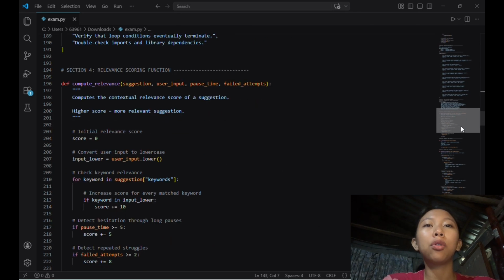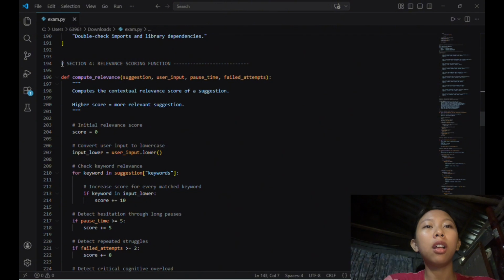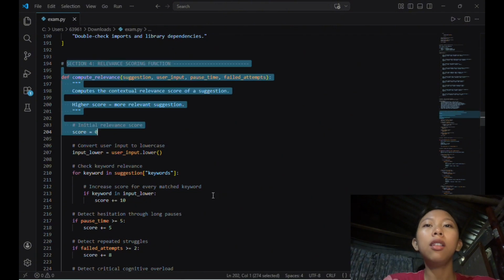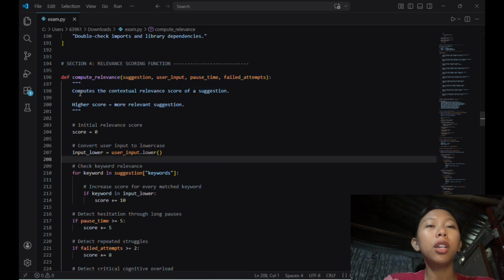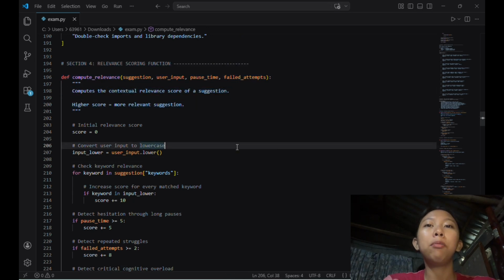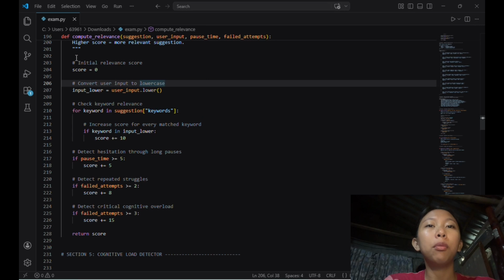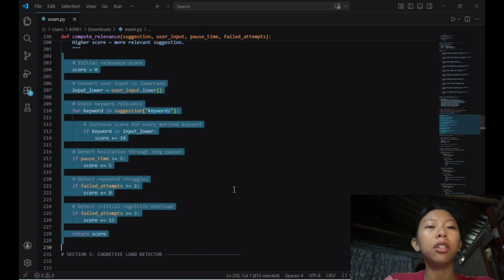Second is the relevance scoring function. This is the intelligence layer of the system. It analyzes the user's input, detects keyword matches, checks typing pause duration, and monitors failed attempts. The more struggle detected, the higher the score.